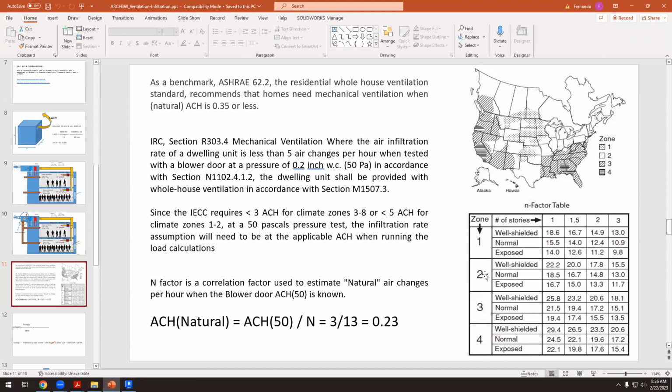So if we are in zone number 2, normal exposure, and one floor, so that value, this N factor, would be 18.5. Okay. So let's write it down. 18.5. And now this is the factor that I have to introduce in my Excel file.